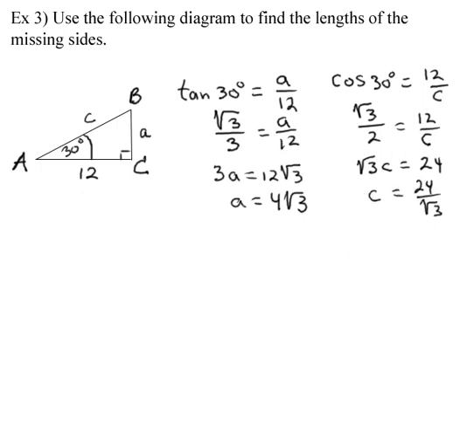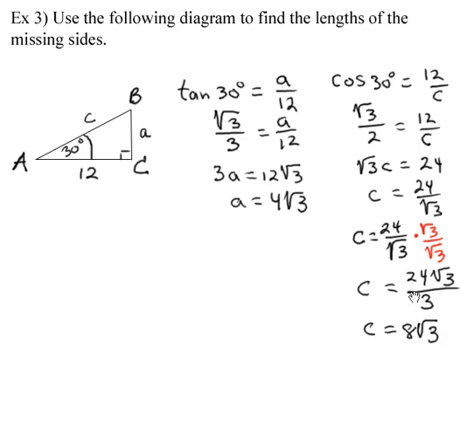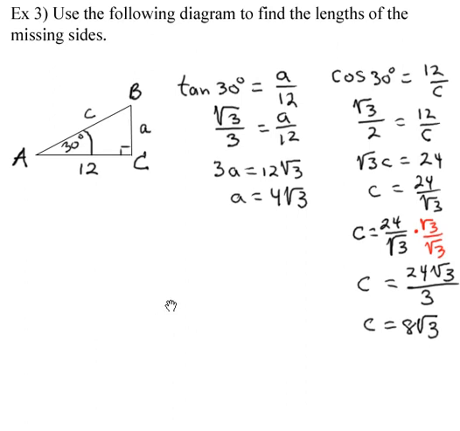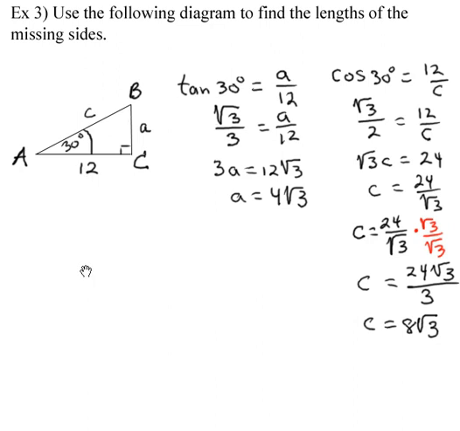So C is 24 divided by the square root of 3. Don't forget we can't leave a radical in the denominator, so multiply numerator and denominator by the square root of 3. Reduce that, that's 24 square roots of 3 over 3. And that reduces to 8 times the square root of 3. And without using any calculators, but just some common knowledge from geometry and remembering our trig ratios from Algebra 1, we're able to solve for the missing two sides of this triangle in example 3.